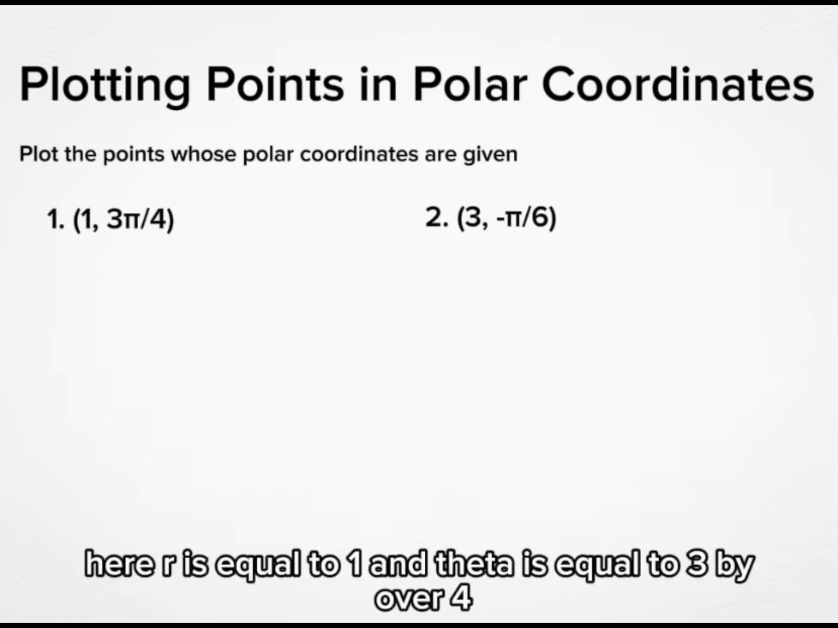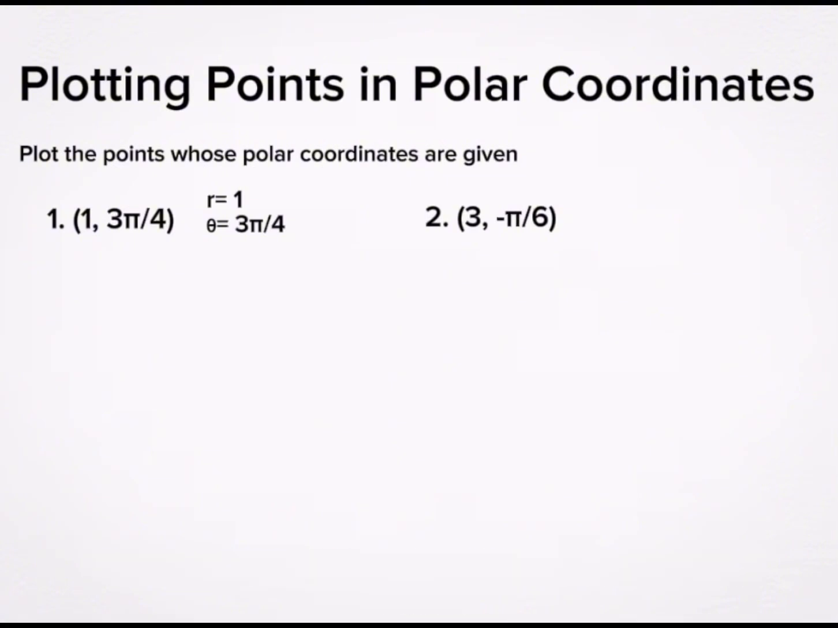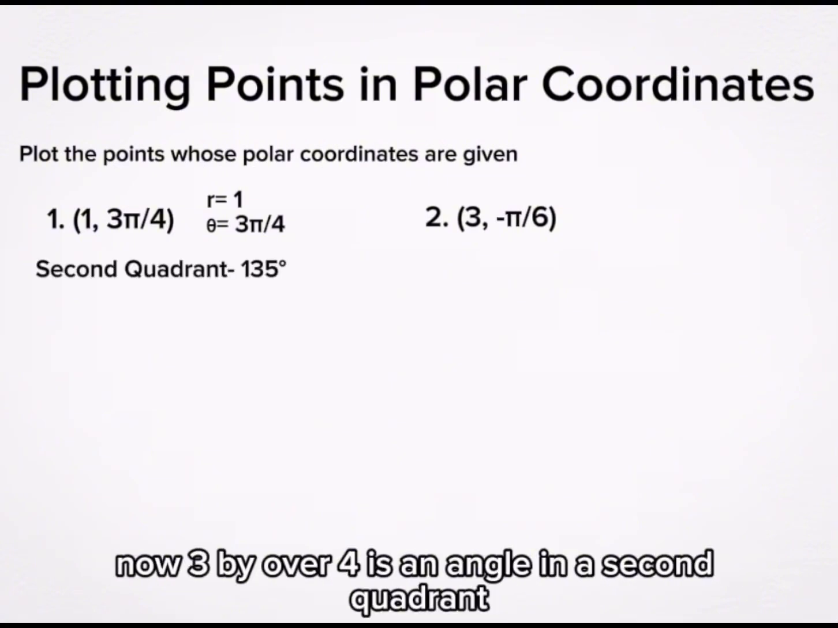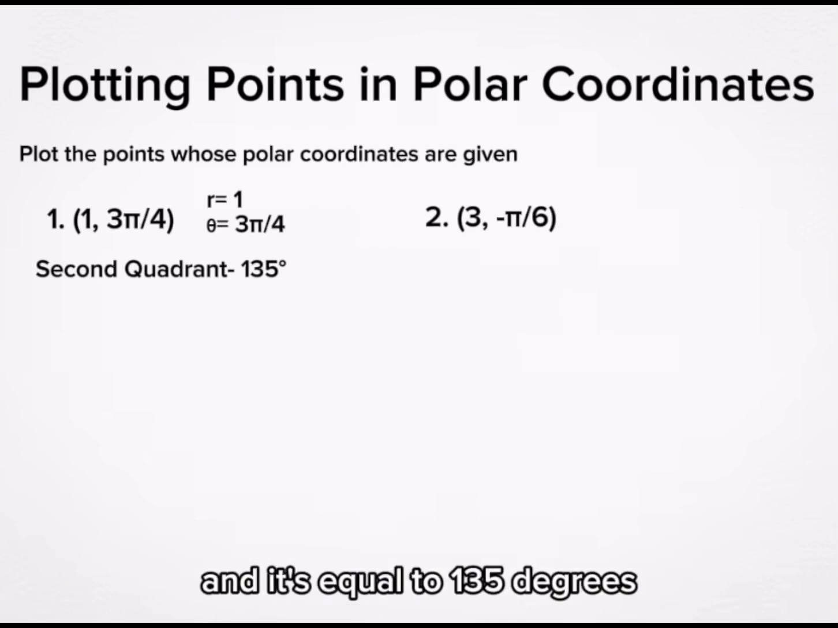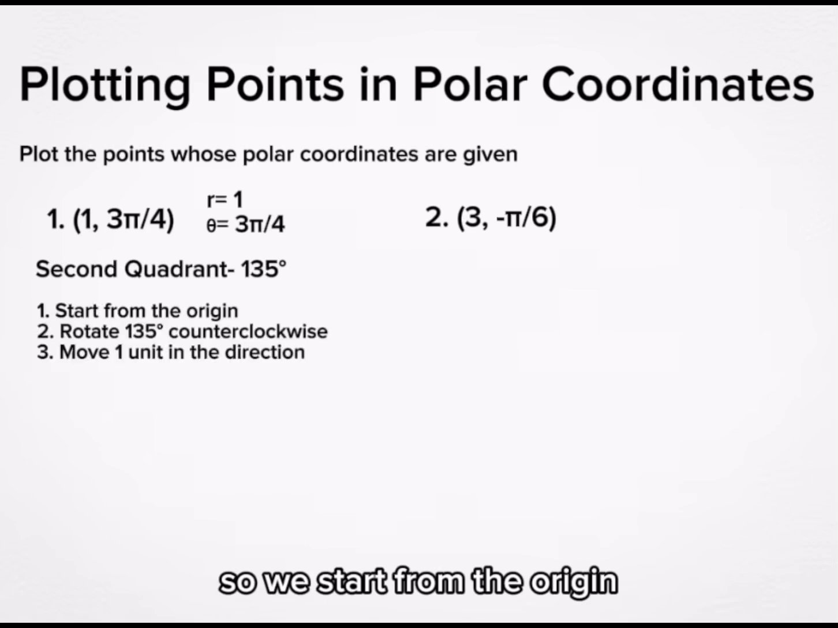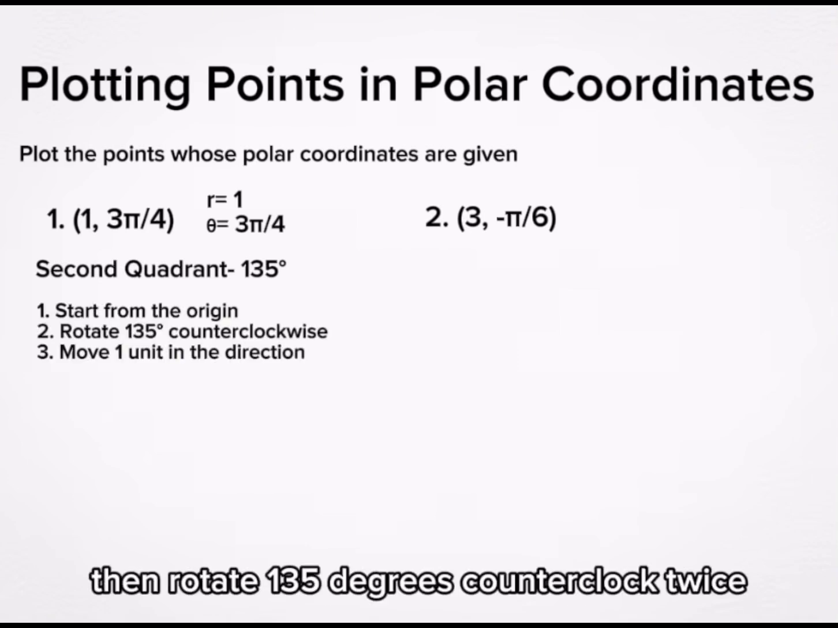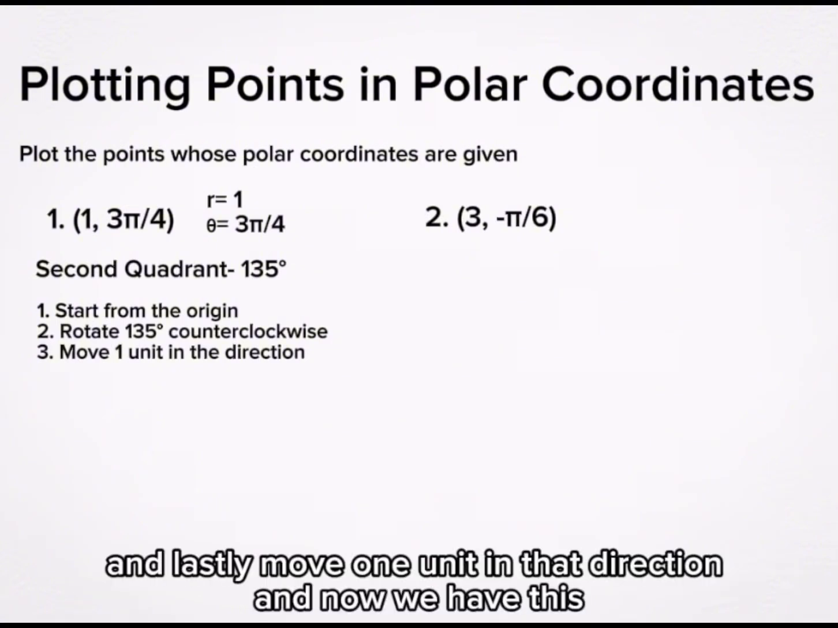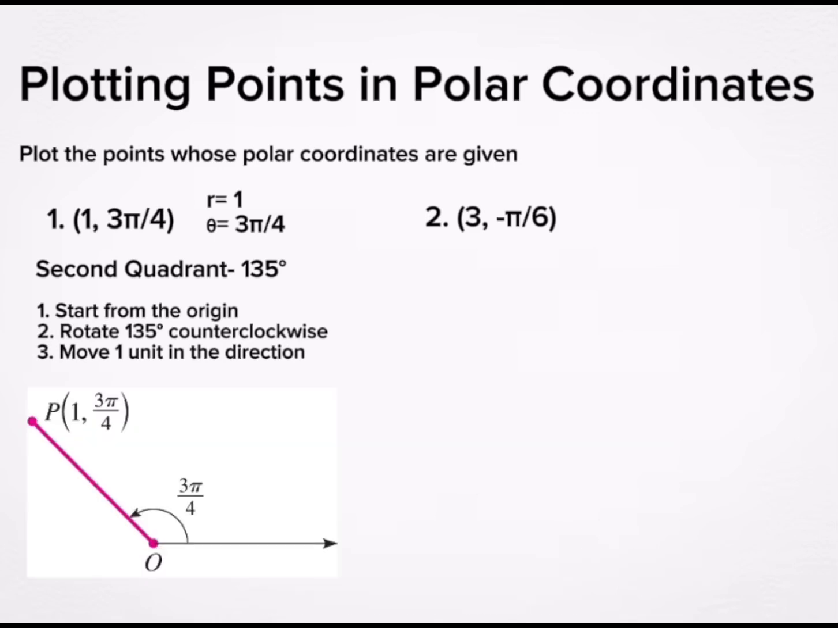Here, r is equal to 1 and theta is equal to 3 pi over 4. Now, 3 pi over 4 is an angle in the second quadrant and it's equal to 135 degrees. So we start from the origin, then rotate 135 degrees counterclockwise, and lastly move 1 unit in that direction. And now we have this.